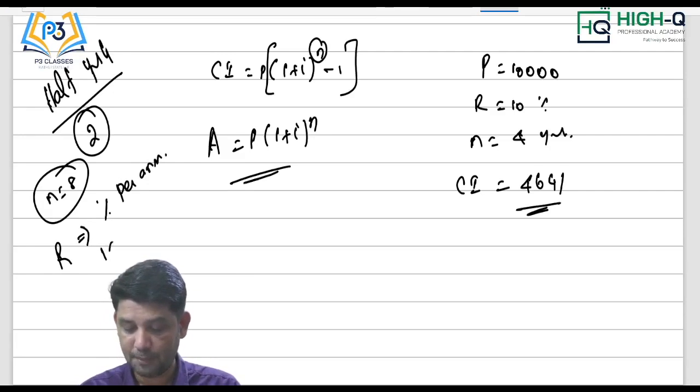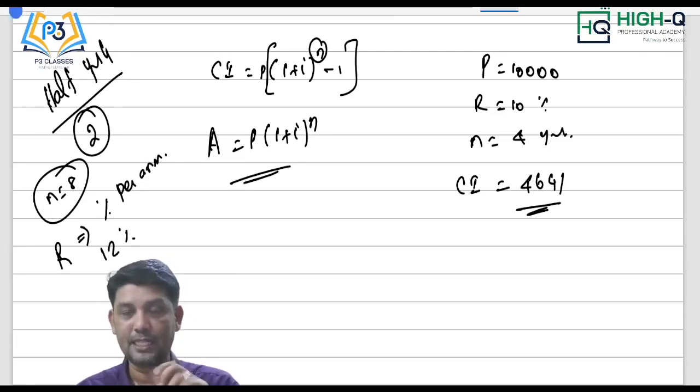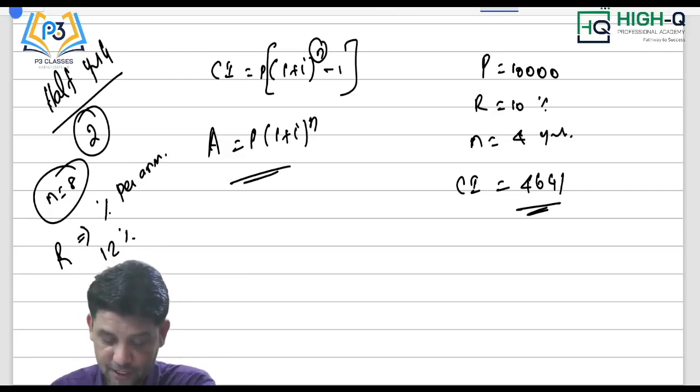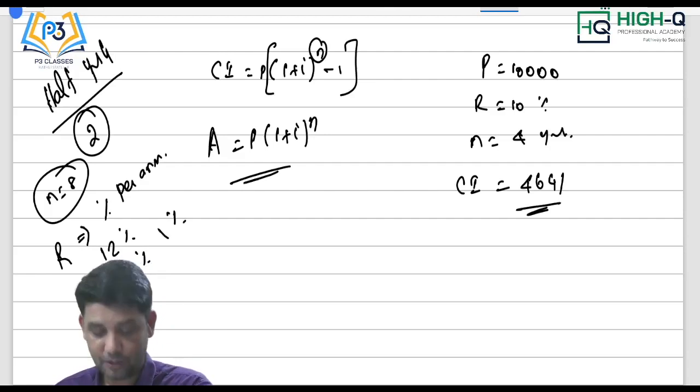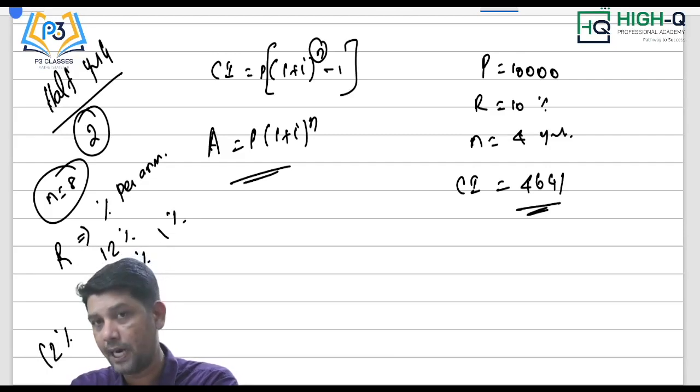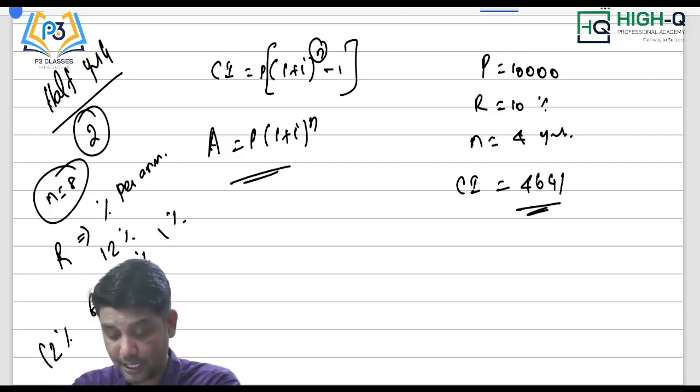For example, 12% is given. Tell me, my dear, half yearly basis means what is the rate of interest? 6%. Quarterly basis means what is the rate of interest? 4%. Right? Monthly basis means what is the rate of interest? 1%. Annual basis means what is the rate of interest? 12%. So, please understand this, my dear. Always convert it into per annum. Always convert it into the number of times the interest is calculated.